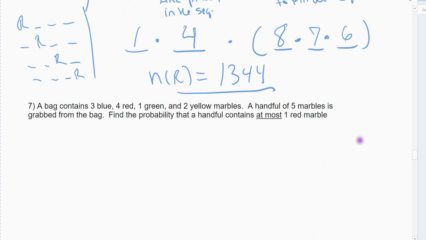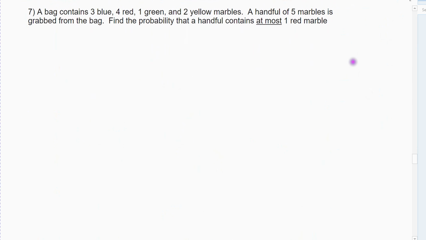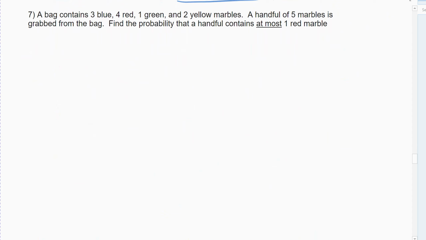Alright, next one. Our bag of marbles, bag of candy. We'll be seeing bags of marbles, bag of candy, and this is how they'll be worded now. Instead of counting, instead of finding sets, we're going to find probabilities. And with probabilities, there are two things. You still count, you just have to count two things.